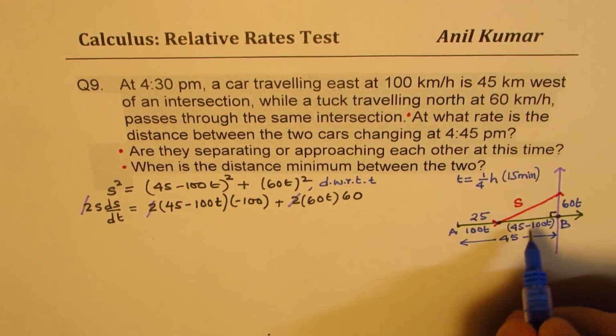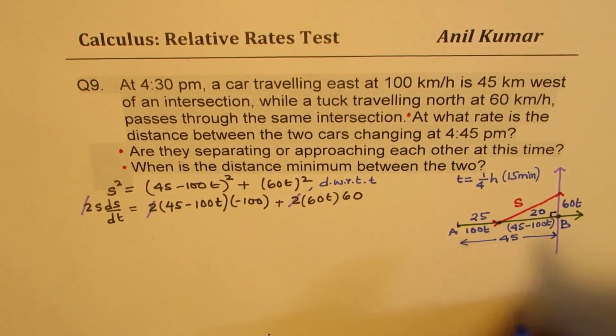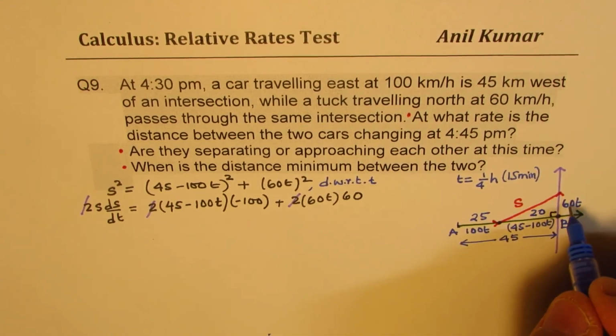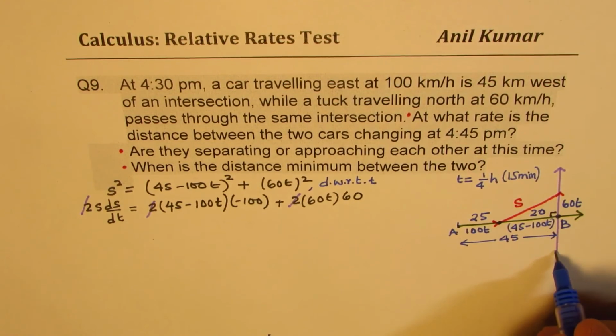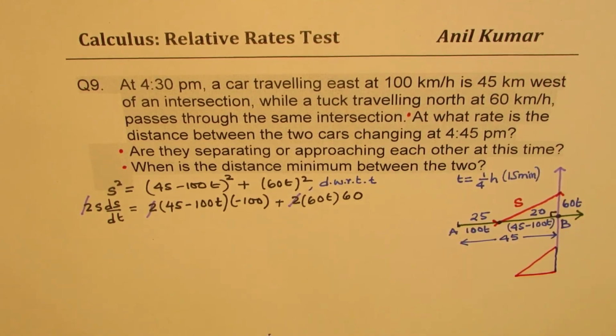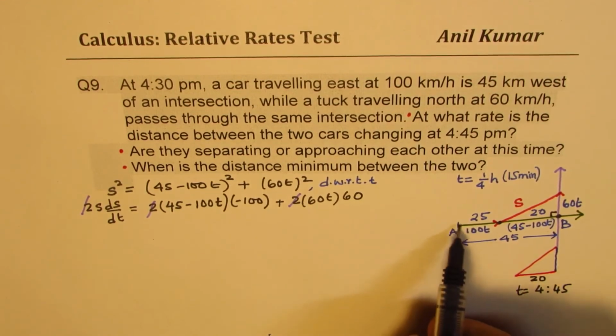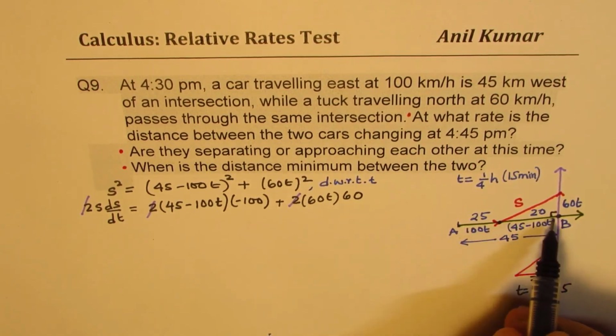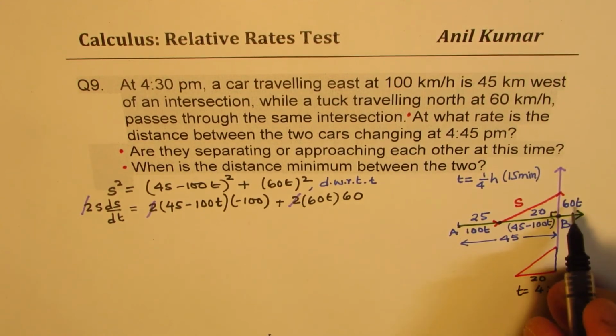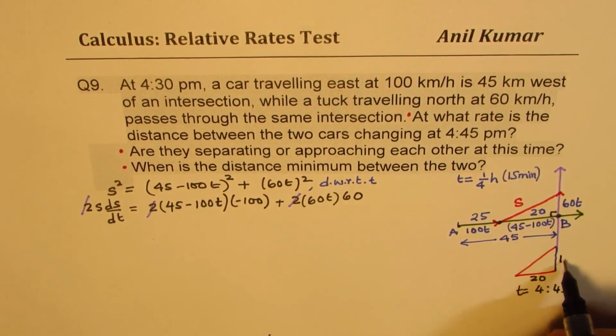And so the balance distance will be 20. Here, 1/4 of 60 is 15, right? So this will be 15. So let's draw a separate diagram here. What we are saying is that we have this distance as 20. This is at t equals 4:45, so it has moved 25 kilometers. So the distance left is 20, and the truck has moved 1/4 of 60, which is 15.